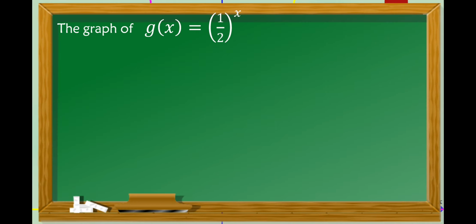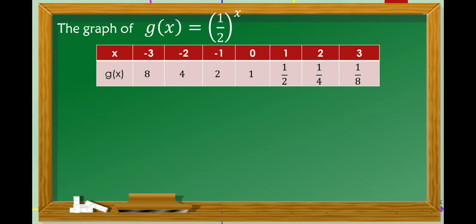Now let's try the graph g of x is equal to 1/2 raised to x. By making a table of values, if x is equal to -3, g of x is equal to 8. If x is equal to -2, g of x is equal to 4. If x is equal to -1, g of x is equal to 2. If x is equal to 0, g of x is equal to 1. If x is equal to 1, g of x is equal to 1/2. If x is equal to 2, g of x is equal to 1/4. And if x is equal to 3, then g of x is equal to 1/8.